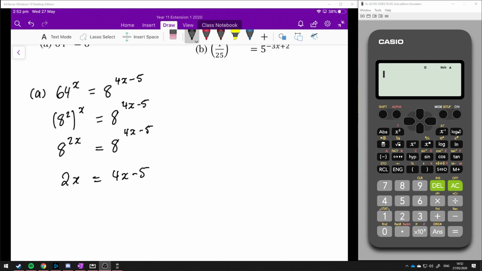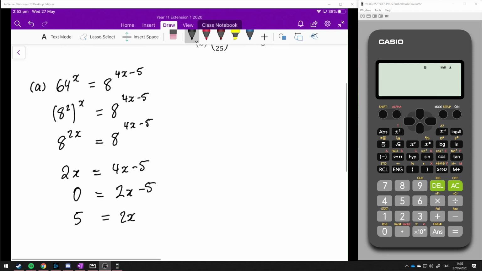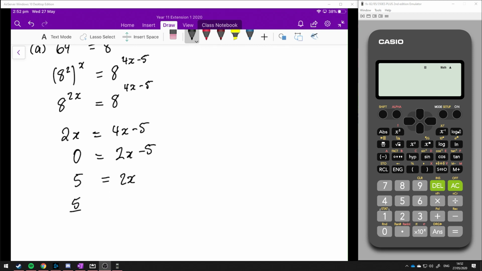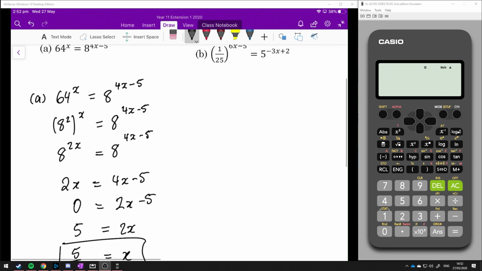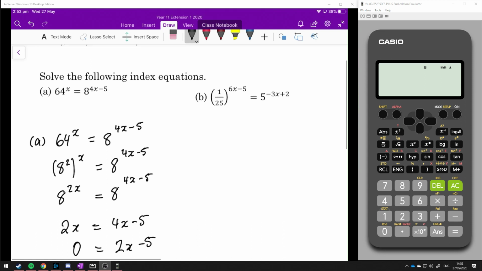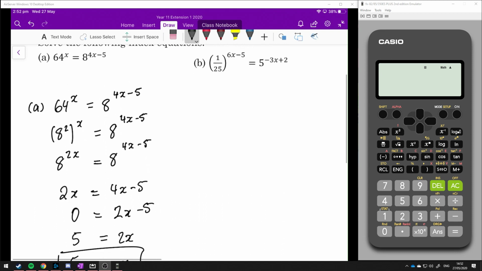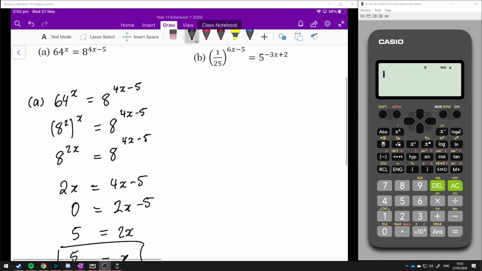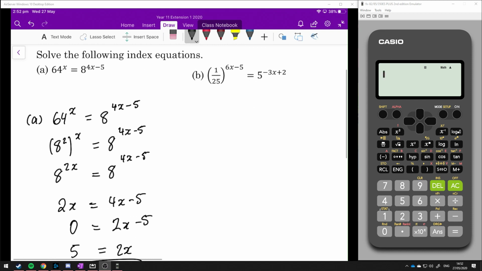So I'm going to rewrite the powers as an equation, and we're going to solve this equation. I'm going to start off by subtracting 2x from both sides, and I get 0 is equal to 2x minus 5. I'm going to add 5 to both sides to get 5 is equal to 2x, and then divide both sides by 2 to get 5 on 2 is equal to x. This is the solution that makes the equation up the top true. So if I put 5/2 into that, 64 to the power of 5/2, and 8 to the power of 4 times 5/2 minus 5, I should get that both of those sides are the same.